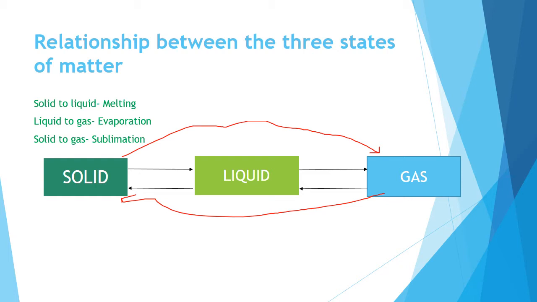For example, iodine. When you heat iodine in a container, you will observe that you will have a purple vapor. So it has moved directly from solid to gas. We have heated. That is why it has changed from solid to gas without passing through the liquid form. So that is what we call sublimation. The next step is what we call condensation. Condensation is moving from gas to liquid.